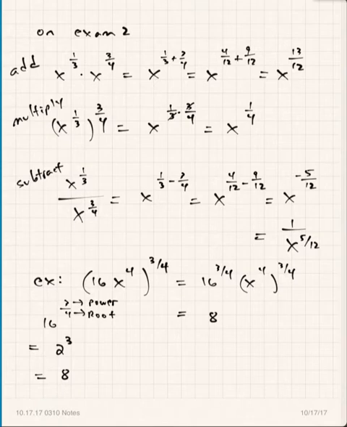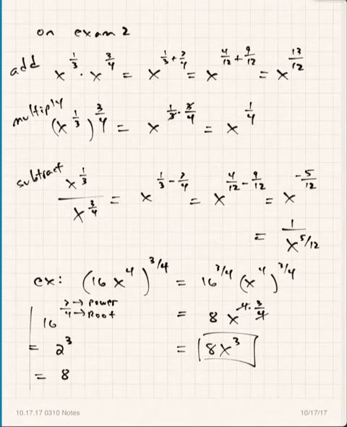And then x to the 4th to the 3/4, that's one of those where you multiply the exponents, right? Because you have something raised to a power and then raised to a power again. And the 4's divide out, and you'll end up with 8x cubed as the final expression. How did you get the 8? That's what I was doing over here. Right? Remember that 16 to the 3/4, the denominator is the root. So you're talking about the 4th root of 16.